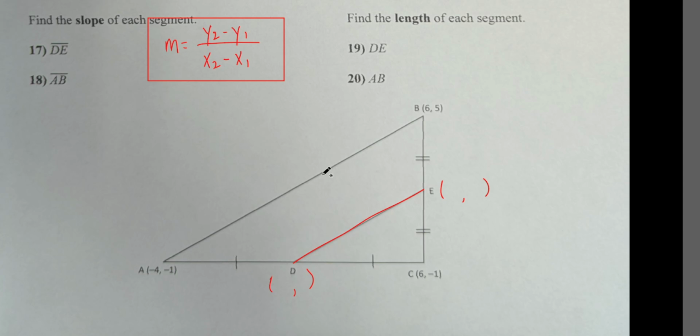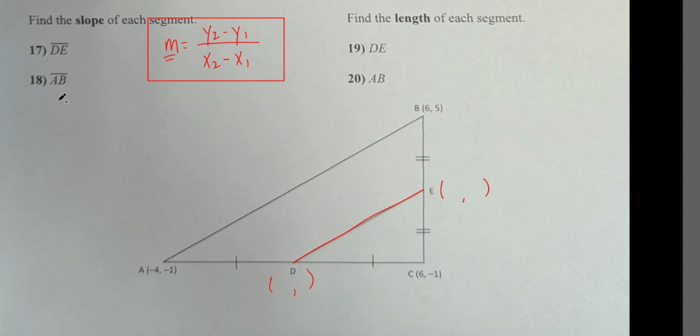But what we can do is remember, I said it earlier, there are two things that we know about the midsegment and the third side. What did I say the first thing was? They're parallel to each other. So if these are parallel to each other, what's going to be true about the slope? They have the same exact slant, don't they? The same slope. So if I can find the slope of AB, then what's the slope of DE? It's the same thing, okay?